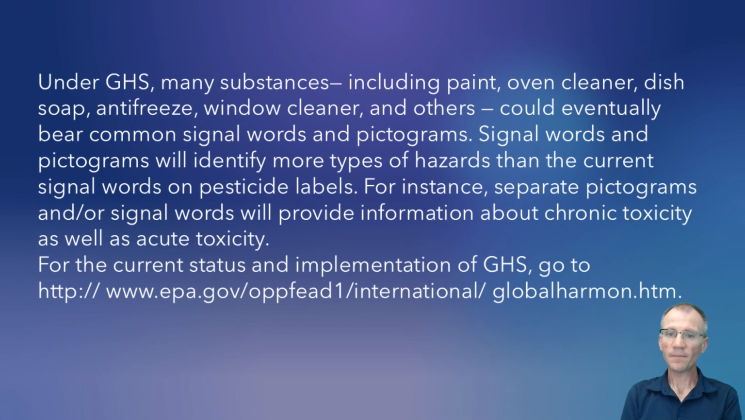Under GHS, many substances, including paint, oven cleaner, dish soap, antifreeze, window cleaner, and others, could eventually bear common signal words and pictograms. Signal words and pictograms will identify more types of hazards than the current signal words on pesticide labels. For instance, separate pictograms and/or signal words will provide information about chronic toxicity as well as acute toxicity. For the current status and implementation of GHS, go to the link below.